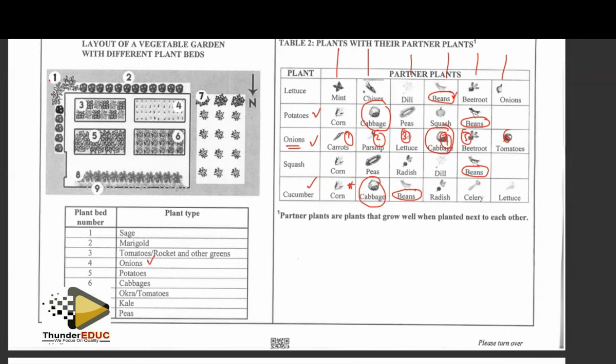Someone would have said corn, but if you check corn, that's 3 times. Cabbage, we saw it already, it's 3 times. Peas are twice. Tomatoes, it's once.